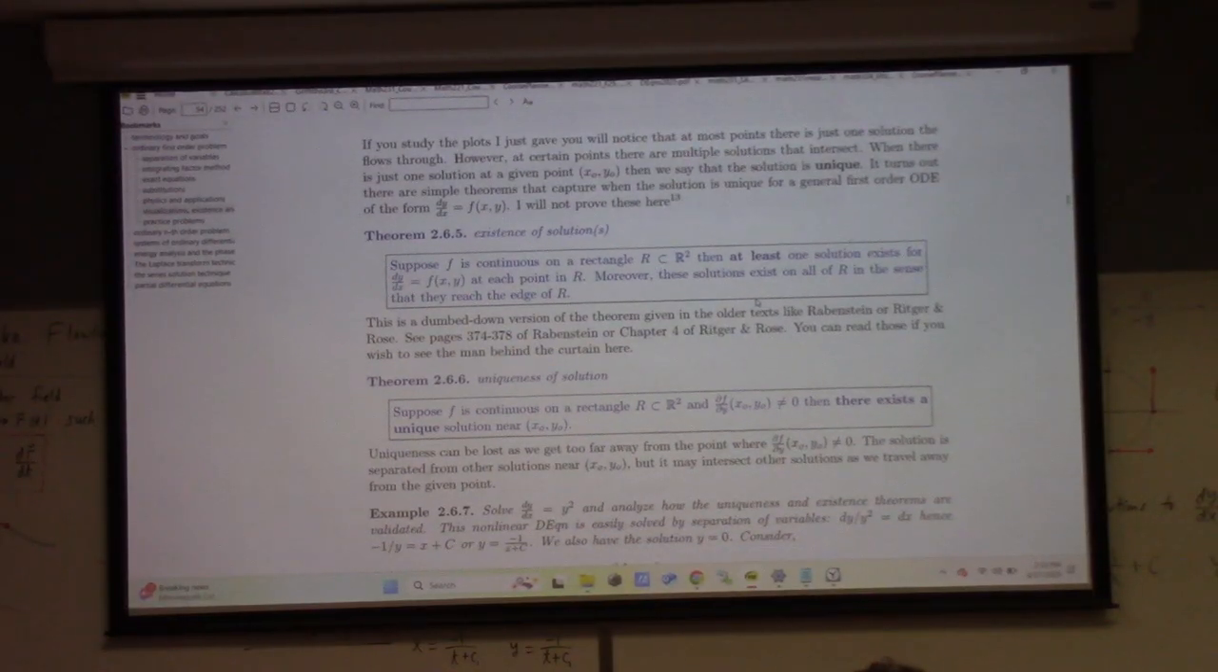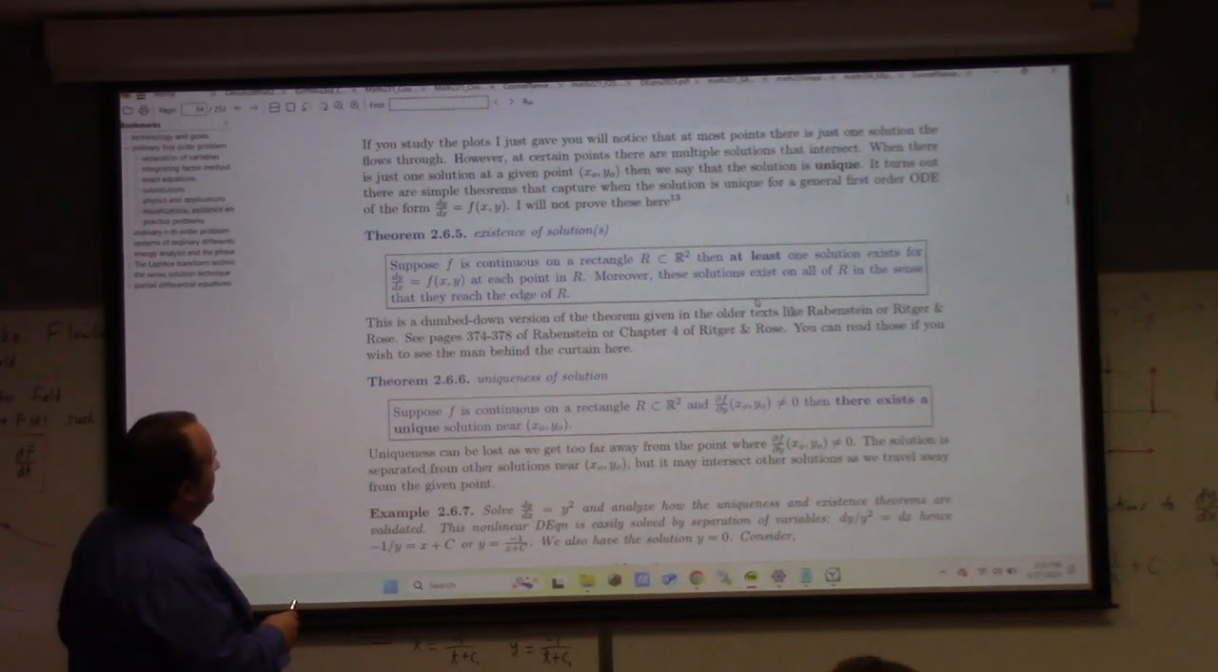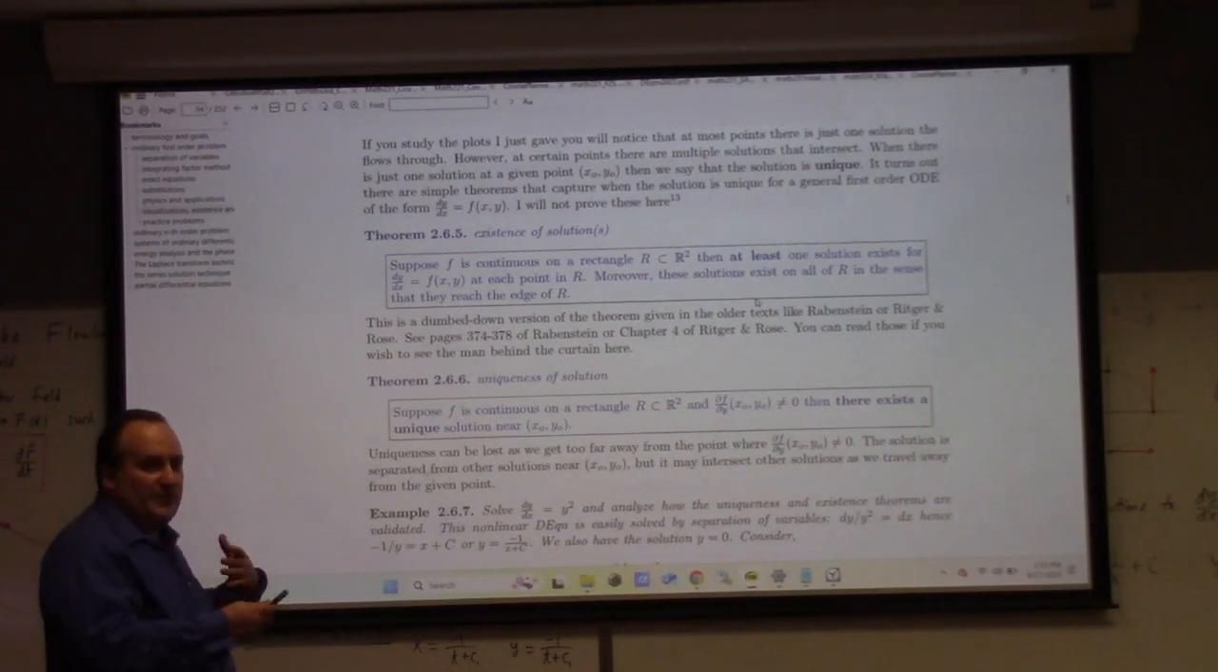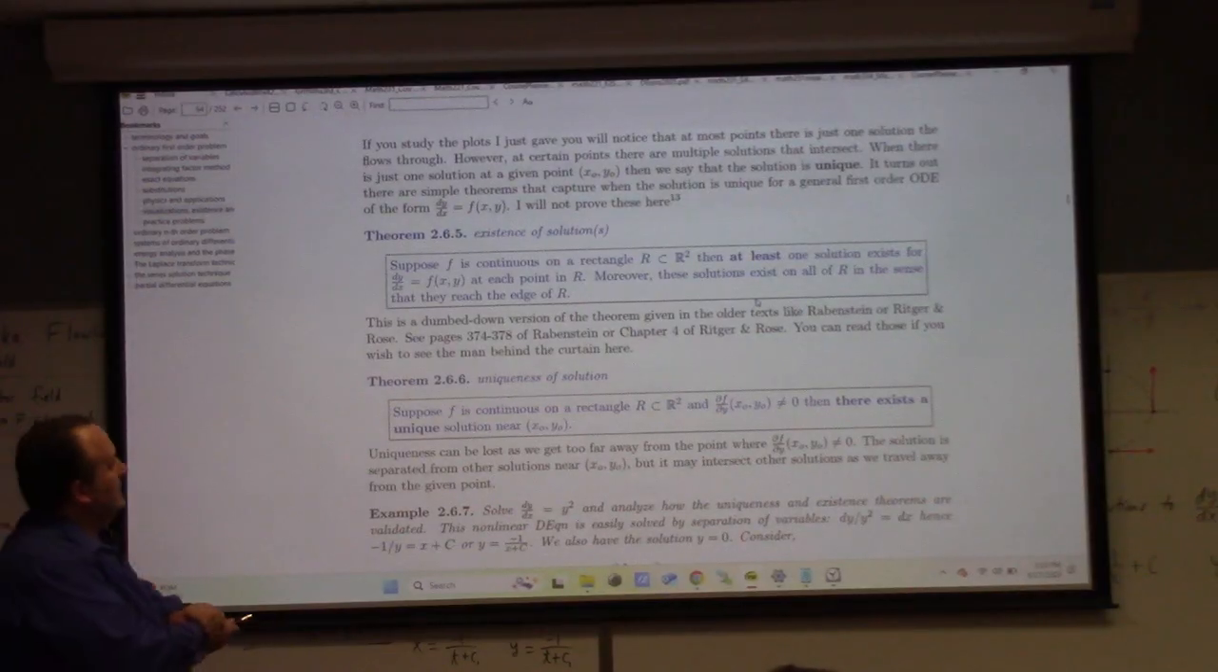So that brings us to the theorem I was talking about. And so here's the theorem. First of all, we're talking about dy dx equals f of x, y. The question is, when can you solve that? When can you be sure you can solve it? And so here's the theorem.